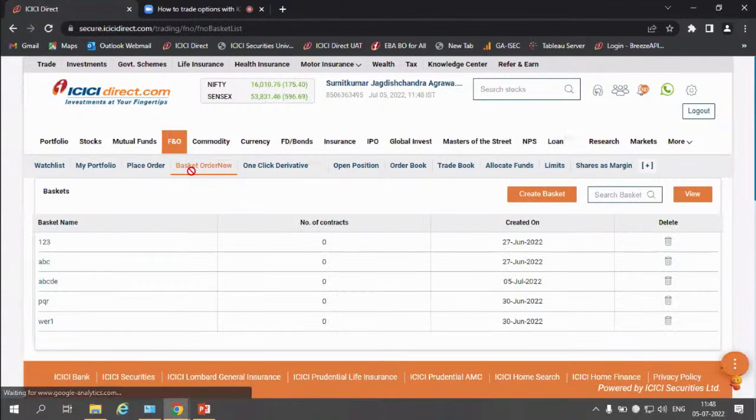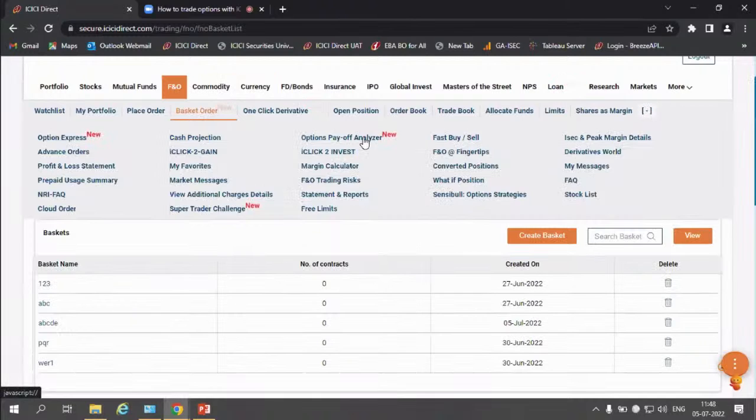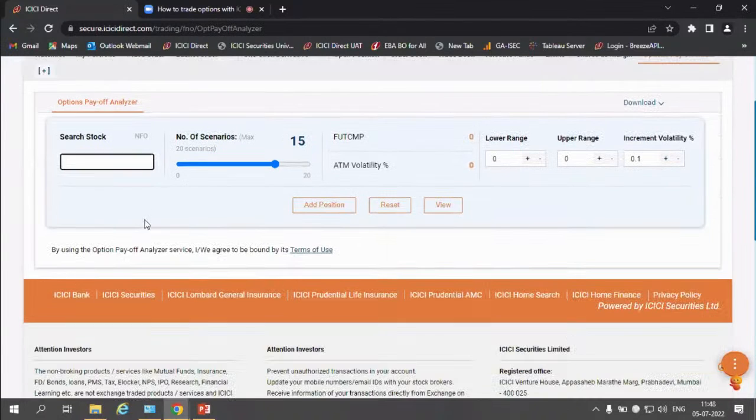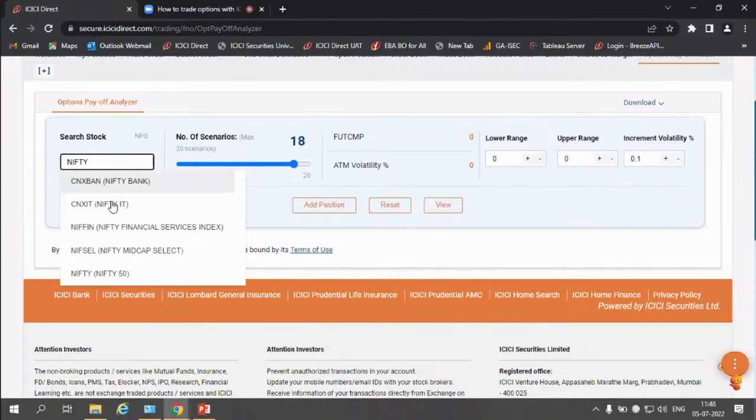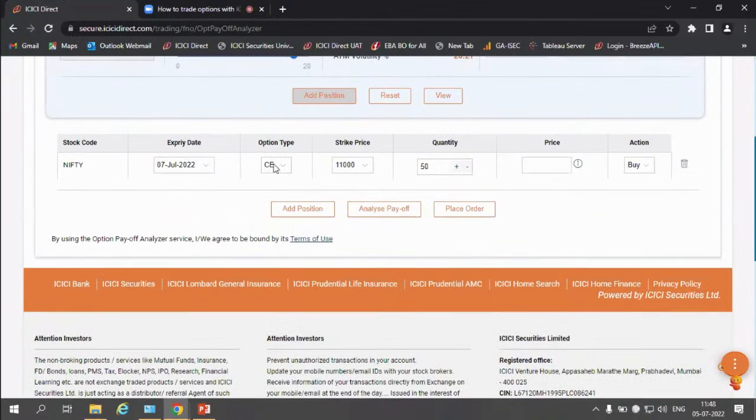So we have actually introduced the analyzing feature on this particular one. The other one is the payoff analyzer. If you go over there, we type Nifty over here. Nifty, you can select the scenarios. You can see the ATM volatility. You can see the range, add positions.